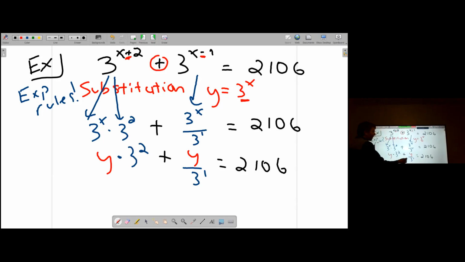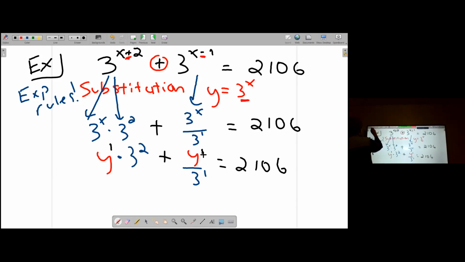But now there's no exponential functions in this equation. And it's actually even better, it's a linear equation. It's just y to the 1, y to the 1. So I know we have some kind of big numbers and some fractions, but it's just a linear equation. We know how to solve this.